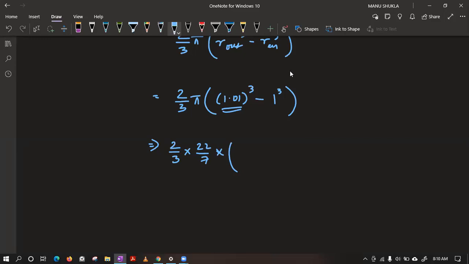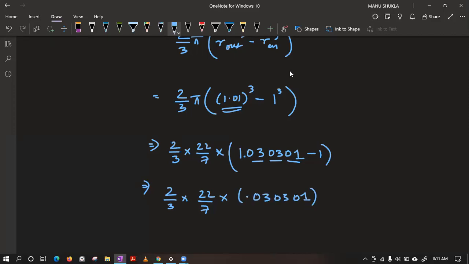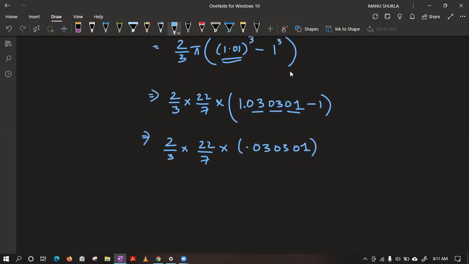Okay, it is 1030301. So here we have decimal after six places, 1, 2, 3, 4, 5, 6. So the answer is 1.030301 minus 1. So what is left? The left one is 0.030301 after subtracting. Now, can we divide this by 7?